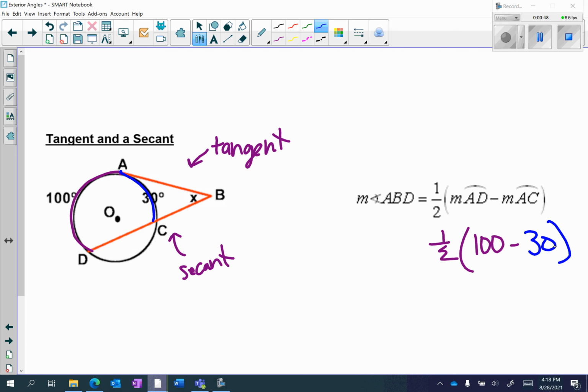100 minus 30 is 70. 1/2 of 70 is 35 degrees. So the measure of angle ABD is 35 degrees.